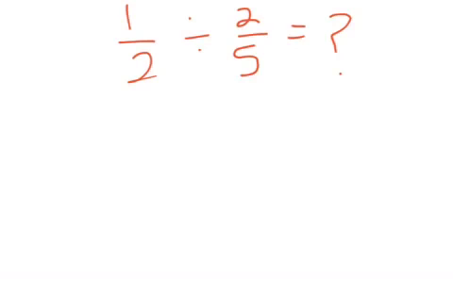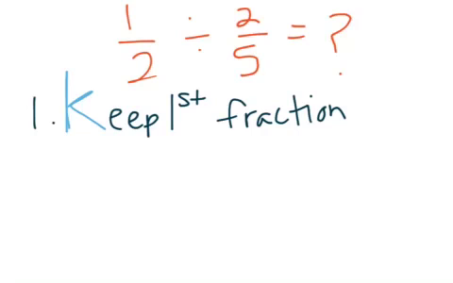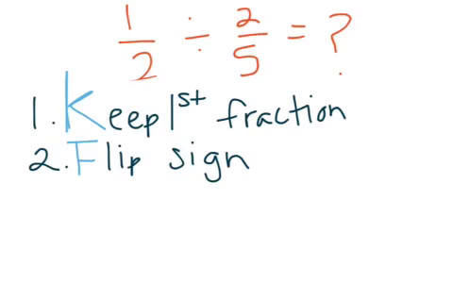We have the problem here, 1/2 divided by 2/5. Step number 1. We're going to keep the first fraction the same. So our 1/2 here, nothing's going to change about that. Step 2. We're going to flip the sign. So instead of dividing, we're going to flip the sign and make it multiplying.